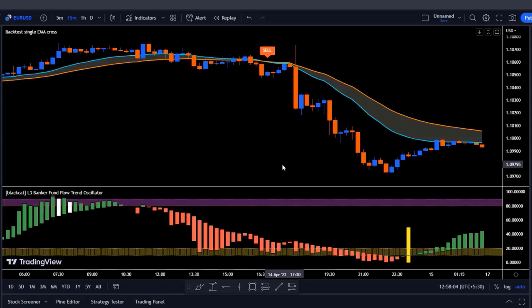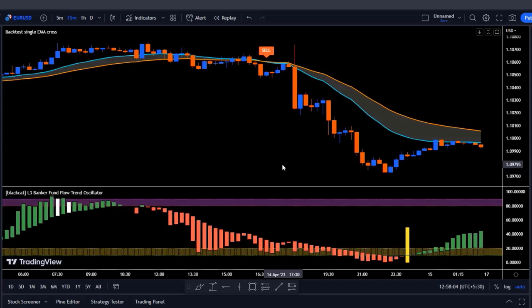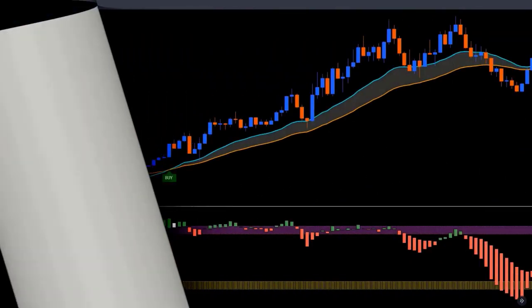We can see the buy and sell signals more clearly now, and the EMA cross helps us confirm the trend direction. By combining these two super powerful indicators, we have a solid foundation for making profitable trades. But this is just the beginning. In the next part of this video, we'll show you how to use these indicators together to generate high-probability trades. So keep watching and stay tuned for more valuable insights.